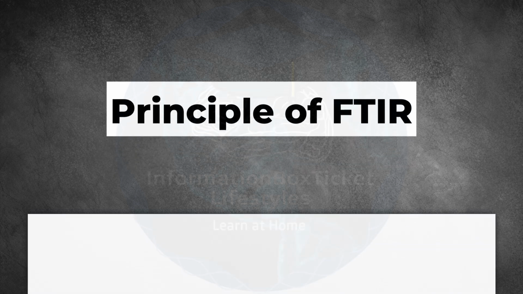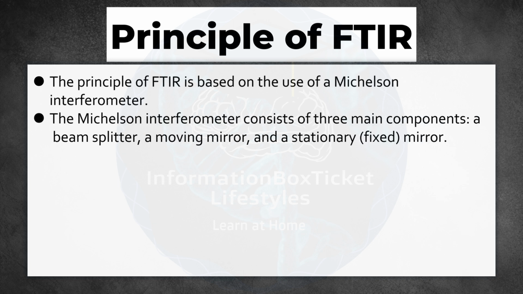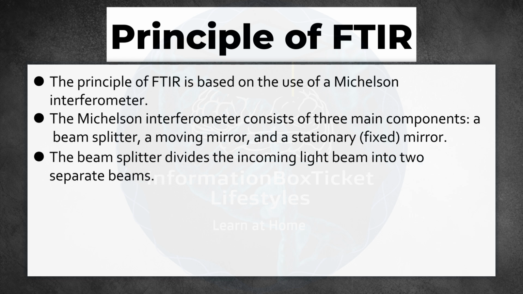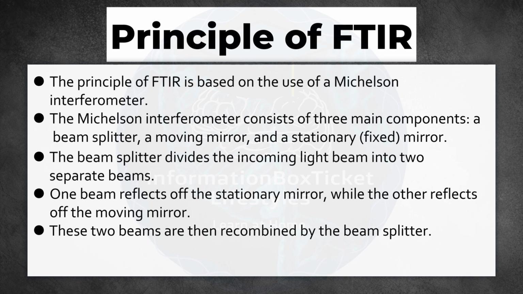Principle of FTIR. The principle of FTIR is based on the use of a Michelson interferometer. The Michelson interferometer consists of three main components: a beam splitter, a moving mirror, and a stationary, fixed mirror. The beam splitter divides the incoming light beam into two separate beams. One beam reflects off the stationary mirror, while the other reflects off the moving mirror. These two beams are then recombined by the beam splitter.